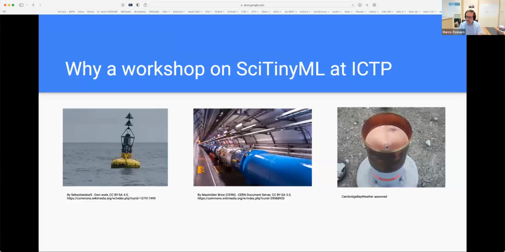So TinyML can play a role because you can understand when things are wrong, when these measurements are strange in some way, and when you want to send this information because it's worth it for scientists to know that some of these parameters are not the normal ones.